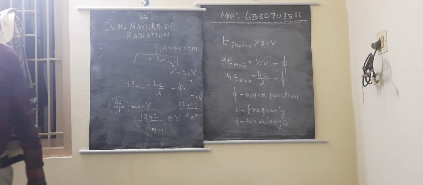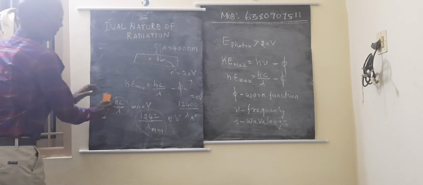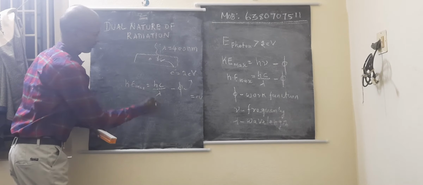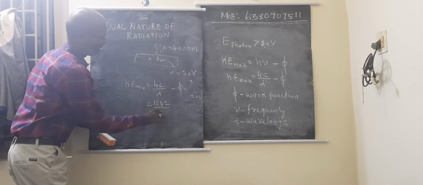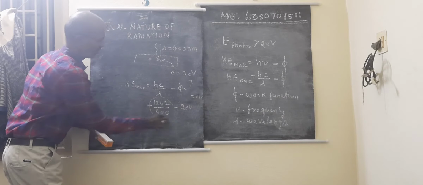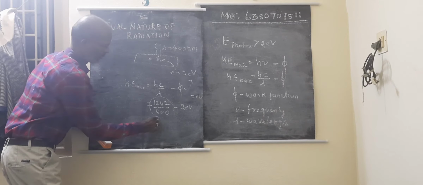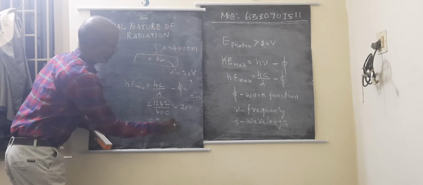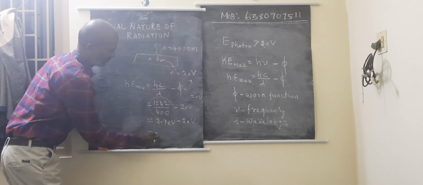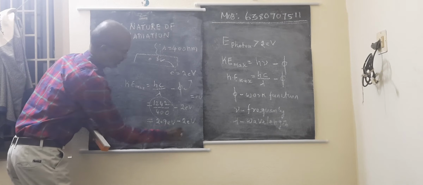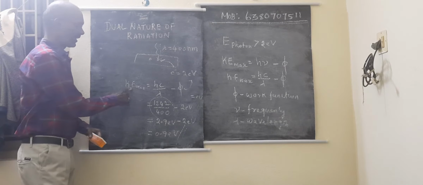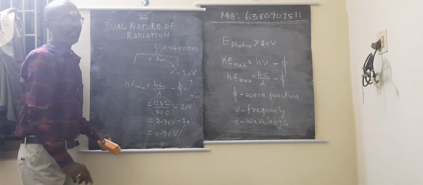So what happens when we supply these values? Here we have 1242 divided by 400, minus 2 electron volt. This value comes to 2.98 electron volt. Minus this 2 electron volt, you will get 0.98, approximately 0.9 electron volt. This 0.9 electron volt is the maximum kinetic energy attained by the electron.